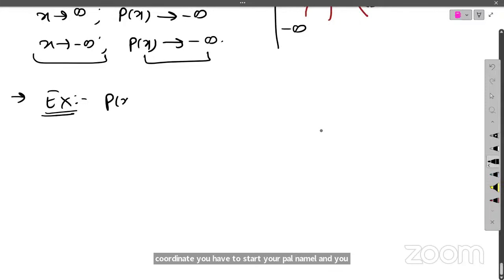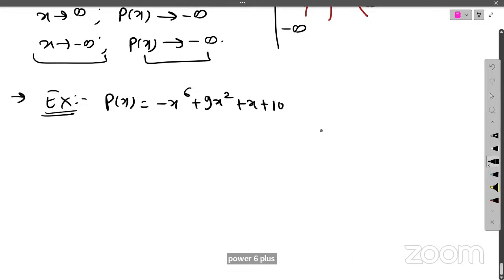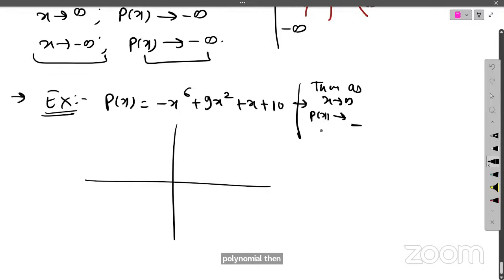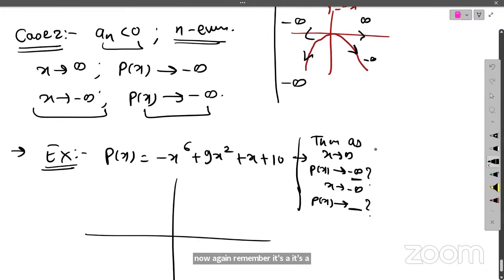Suppose I give you p(x) = -x^6 + 9x² + x + 10. Suppose this is your polynomial. Then answer these two questions. As x goes to infinity, where does p(x) go? Minus infinity, because it's a negative term. Correct. Even degree with a negative coefficient, so it will go to minus infinity. Now, as x goes to minus infinity, where does your p(x) go? Positive infinity? Again, remember it's an even degree with a negative coefficient, so minus infinity.